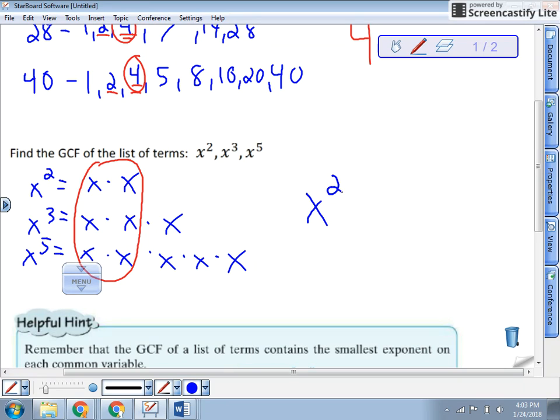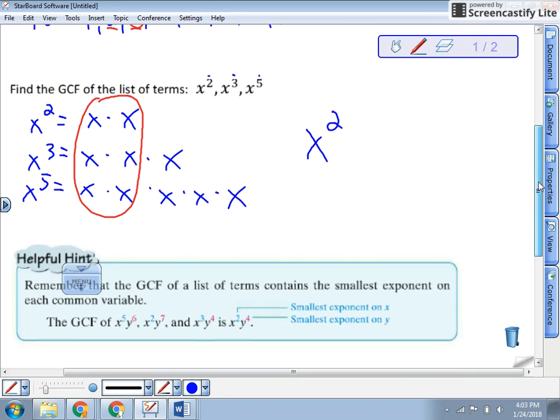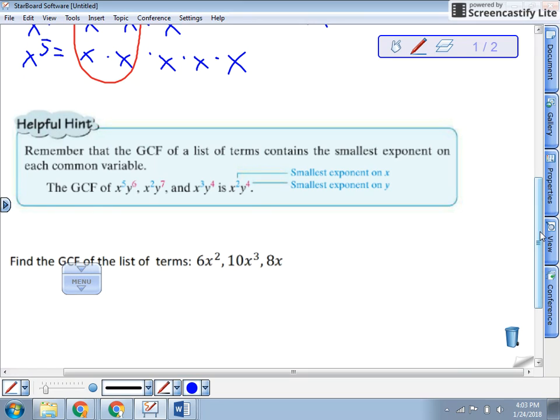And the way to think about it is the smallest exponent that they all have. This one has 2, this one at least has 2, and that one has 2. So the smallest exponent they all have. And we put this example right below it. Just remember, the GCF is a list of all the terms containing the smallest exponent of each common variable.